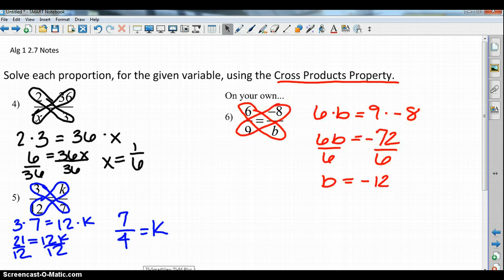Okay, I'm back. Hopefully you guys got the answer of -12 just like me. All we did is we crossed 6 with b, so 6 times b, and we crossed 9 with -8, so it's 9 times -8. So it's 6b equals -72, divided by 6, and then b is equal to -12. Hopefully you guys got that answer.